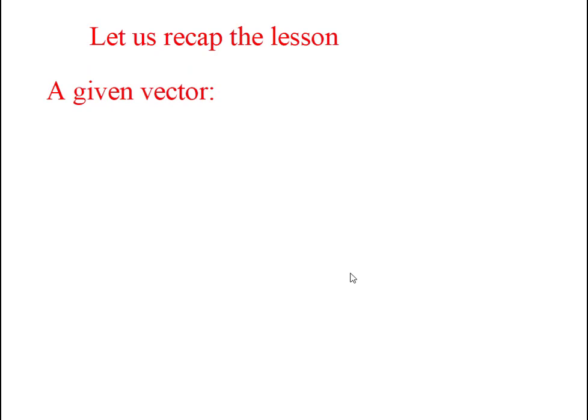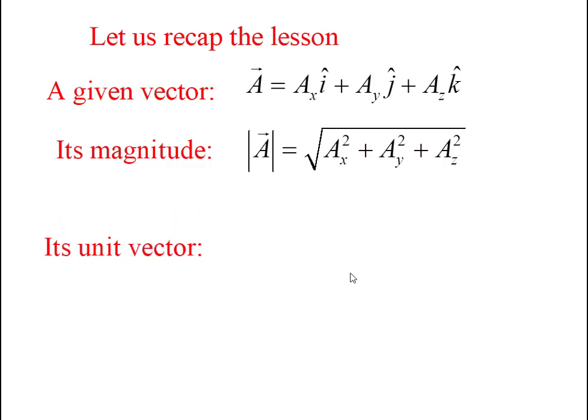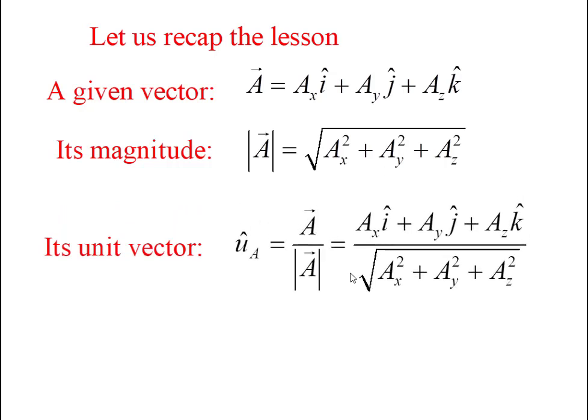If our given vector is A equal to ax in i plus ay in j plus az in k, that is on a 3D Cartesian coordinate system, its magnitude is simply the square root of ax squared plus ay squared plus az squared. This is called the magnitude of the given vector. And its unit vector is simply the given vector A, as it is, divided by its own magnitude. That is called the unit vector of the given vector.